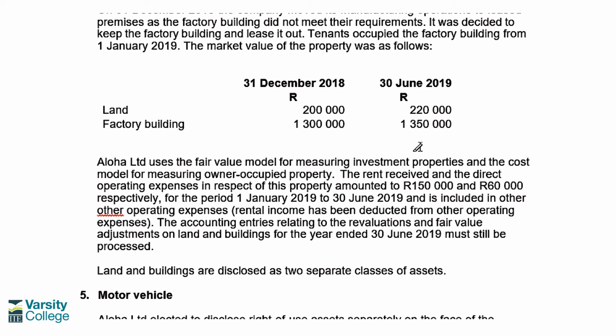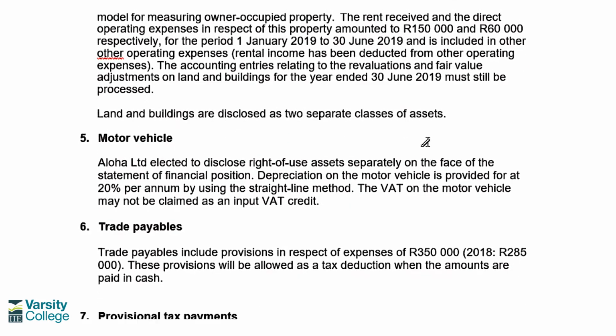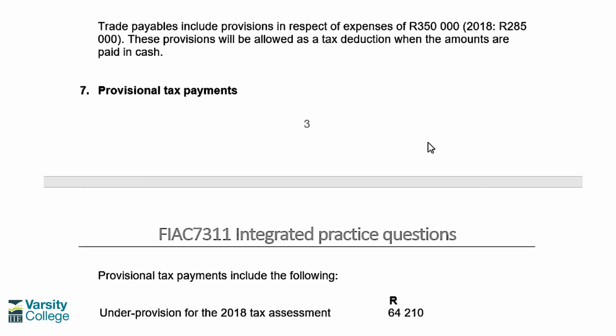Right, let's move on to number 5. Motor vehicles, we've already looked at. So straight down to number 6. Trade payables. Includes provisions in respect of expenses of 350, last year's figure 285. These provisions will be allowed as a tax deduction where the amounts are paid in cash.